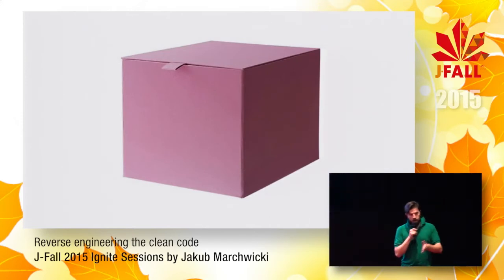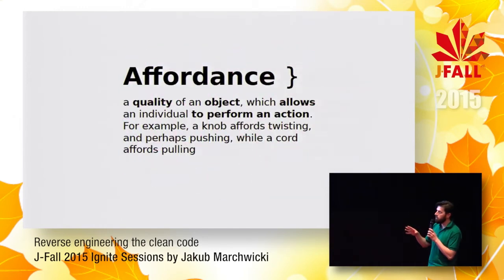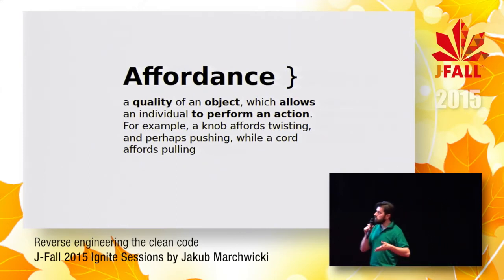And I will explain why based on this box. This box has some features. You can open it, you can grab it, shake it, lift it, and whatsoever. And this set of features is called affordance. Affordance is a quality of an object which allows an individual to perform an action. For example, a knob affords twisting or perhaps pushing, while a cord affords pulling.